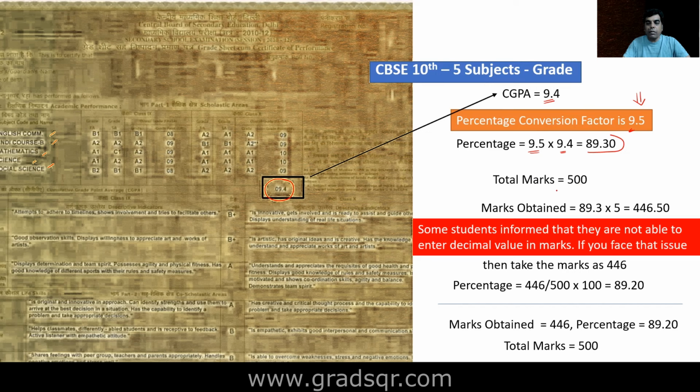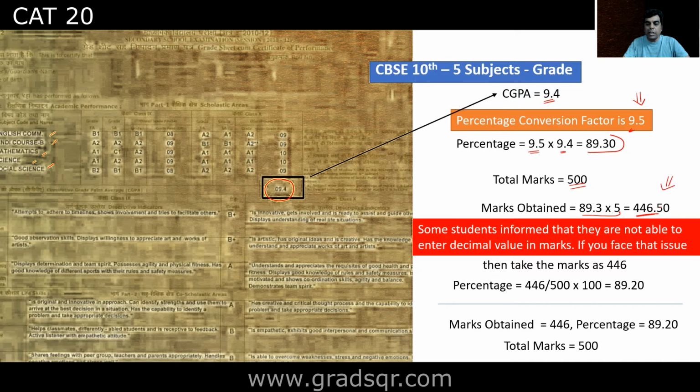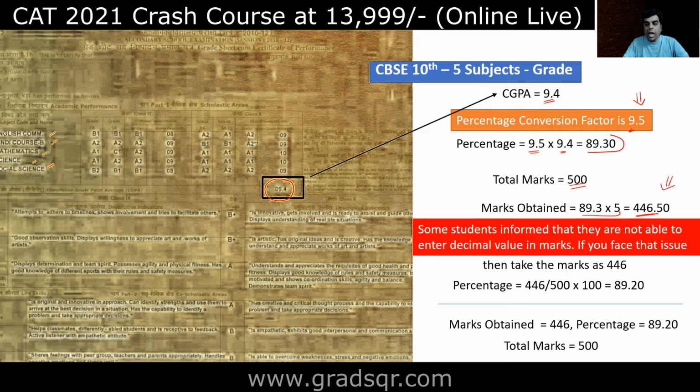Now because there are five subjects here, your marks is out of 500. So multiply this by 5 and you'll get it as 446.50. Some students inform that they are not able to enter decimal value in marks, which is actually fine because when you're looking at your marks, your marks need to be an integer normally. But in the CAT form, it is mentioned that up to 2 decimal points you can still enter.